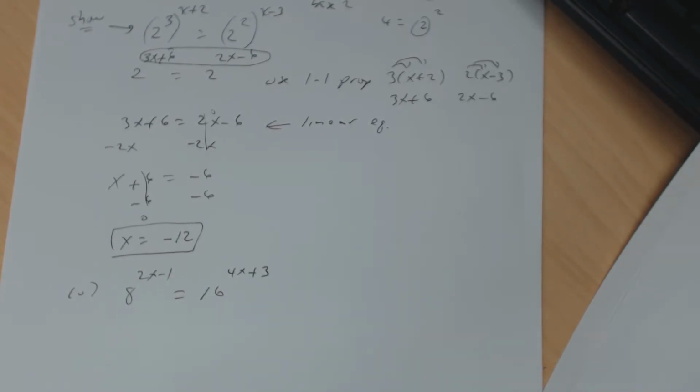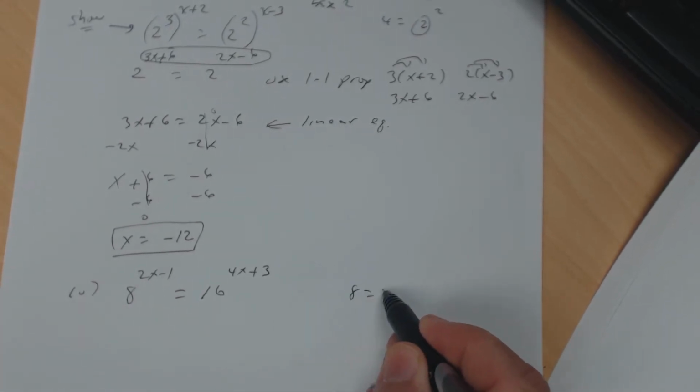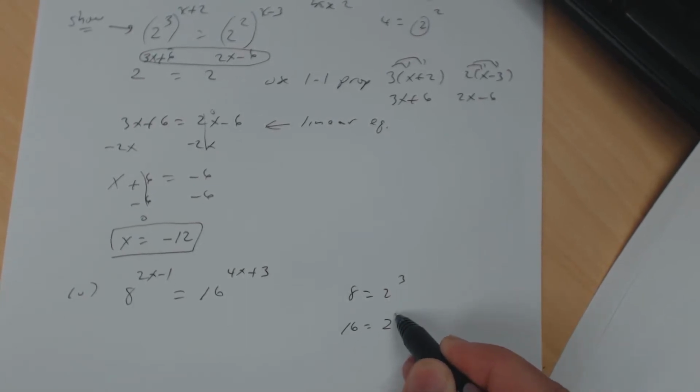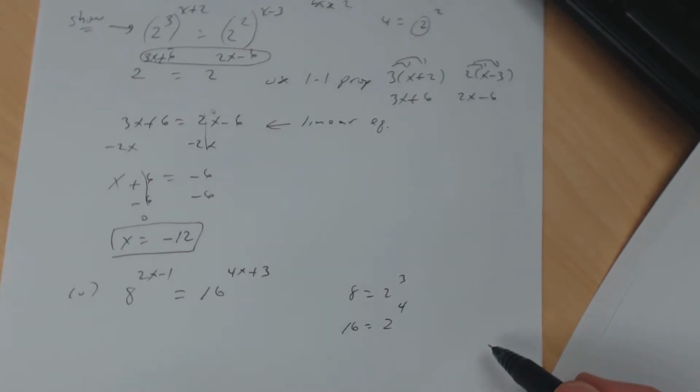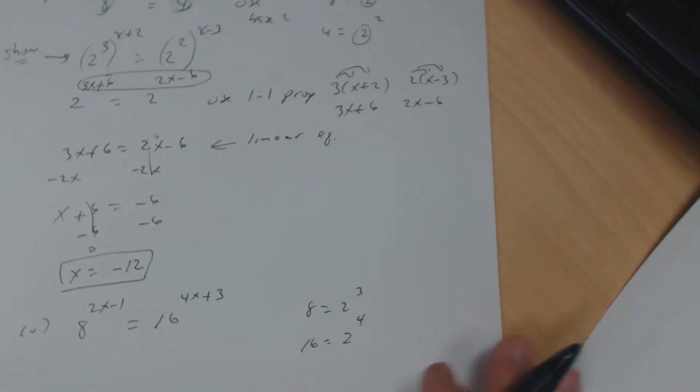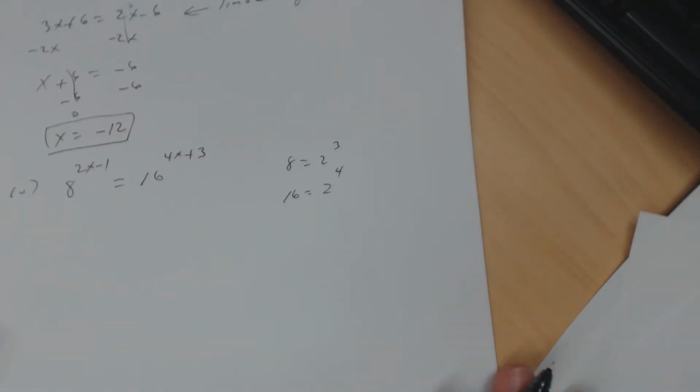All right, so what base do you think you're going to use? The bases are different, so be careful. Don't say 2x minus 1 must equal 4x plus 3. That is not true. You have to get the bases to be the same in order to use the one-to-one property about exponents. If you use 2, that works because 8 is 2 cubed and 16 is 2 to the 4th. Okay? So let's use base 2.